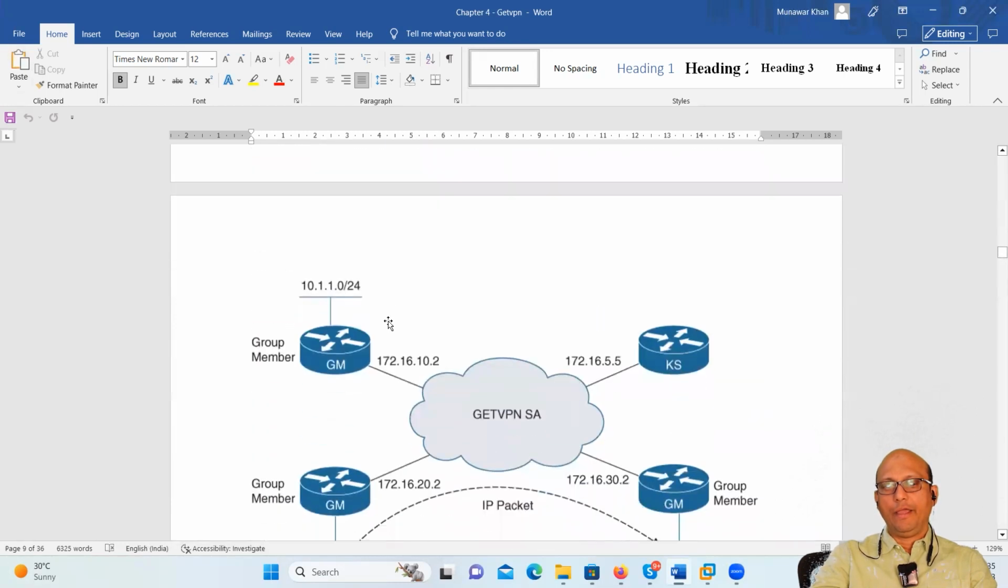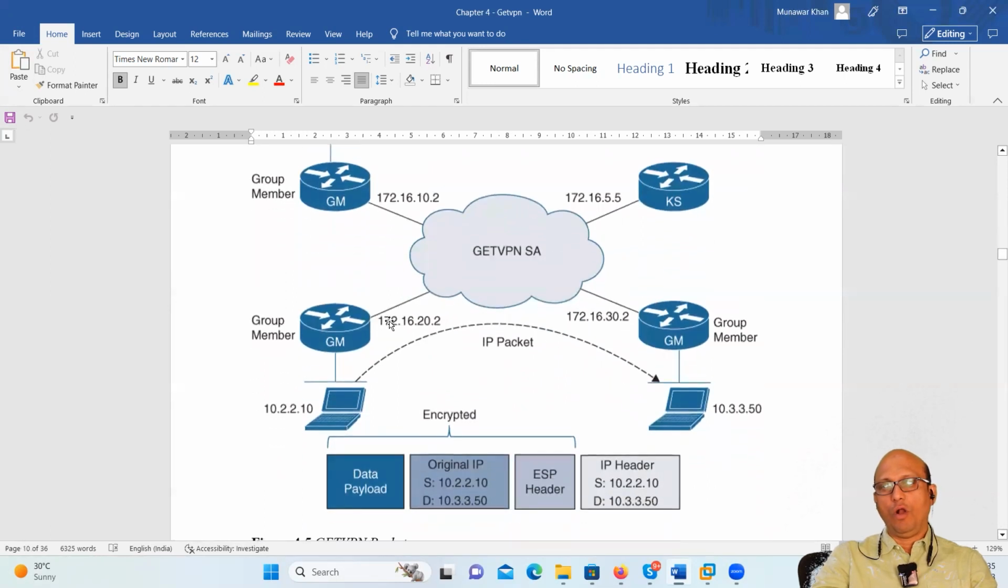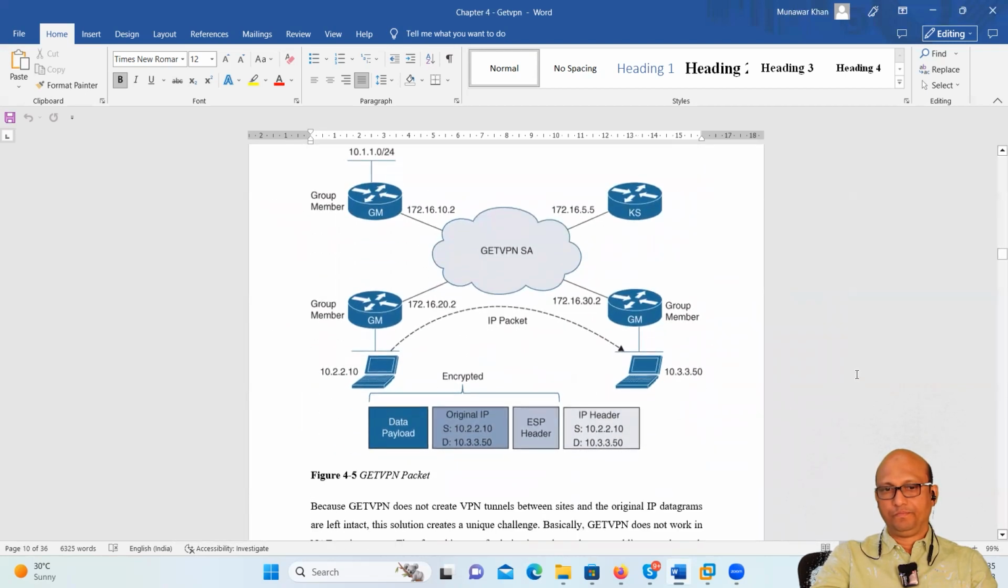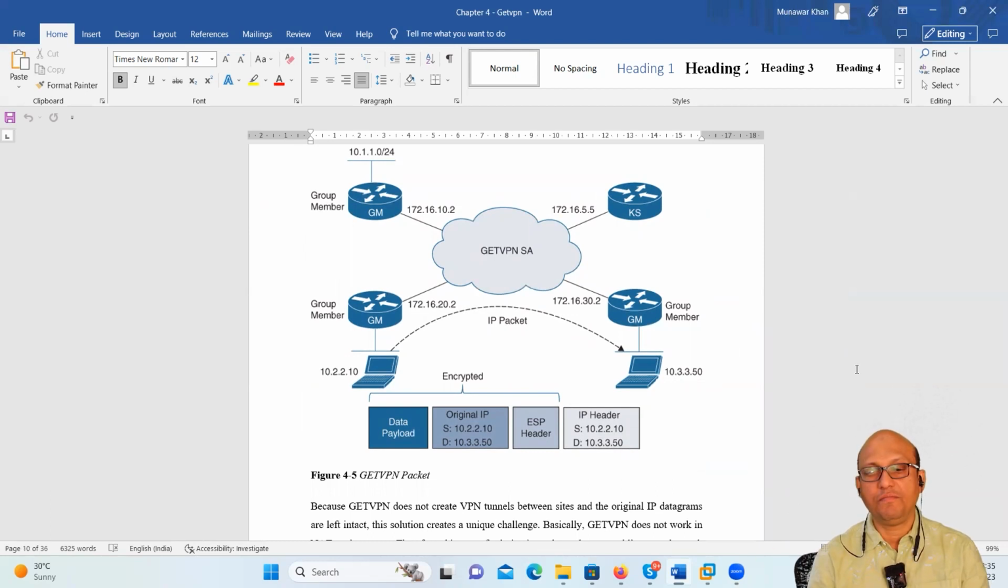Now, in this, what happens? See here, as per the diagram, you can see the diagram on my screen. Group member and KS. KS means key server. It is not head office. I am not talking about head office and branch office. I am not talking about hub and spoke. KS is not head office. KS is not hub. It is possible that KS might be in some data center anywhere in the world.